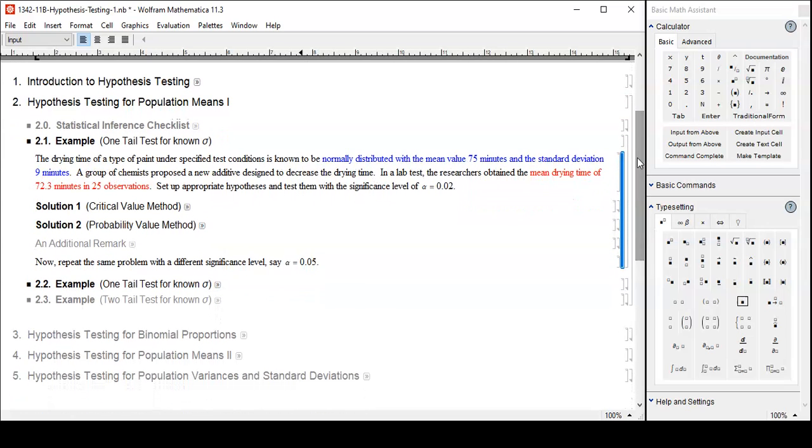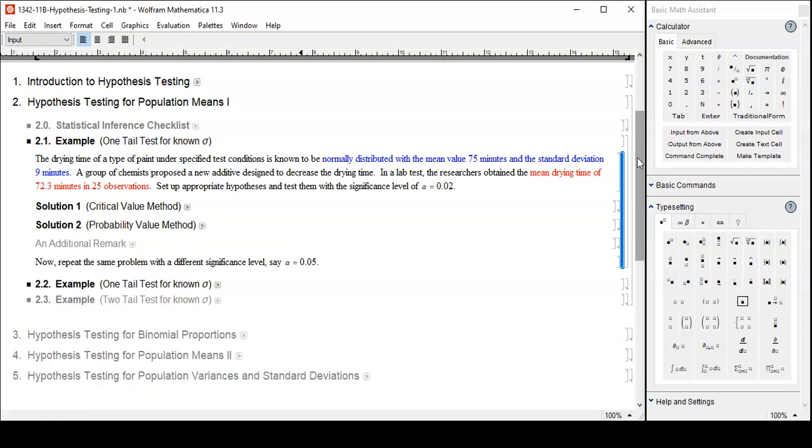We have 2 solution methods. Actually, I'm going to introduce you total 4 solution methods, but the last one is not that important. First 2 are important. Number 1, critical value method. Number 2, probability value method.